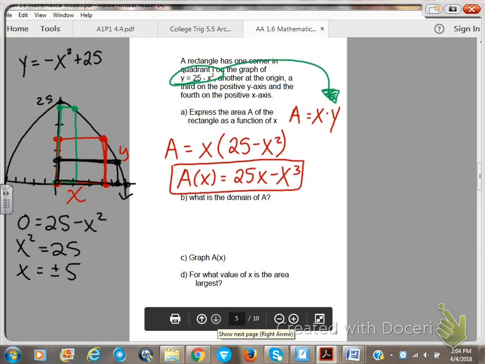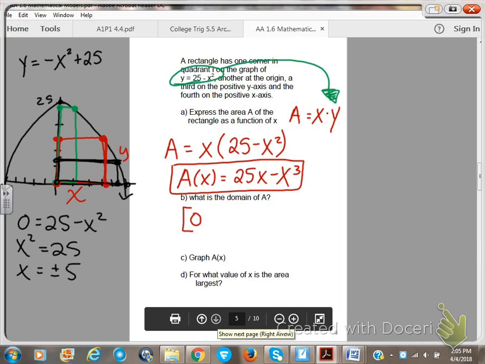All right. Talking about the domain of A. What does that A stand for? Area. So can you have a negative area? No. All right. So what's the smallest number our area can be? Technically 0. Because you could have a decimal. It'd be itty bitty, but it could still happen. Okay. So the smallest we could go is 0. So we'll say bracket 0.